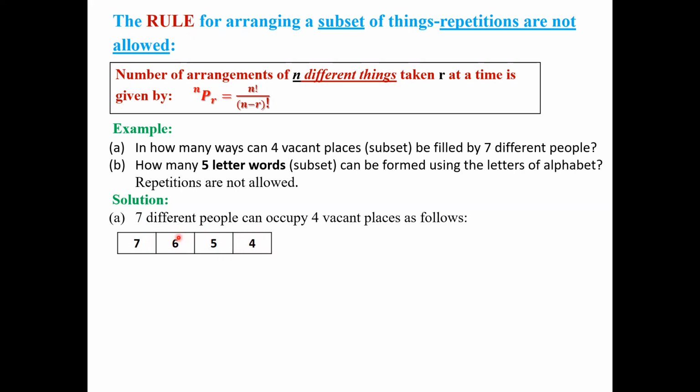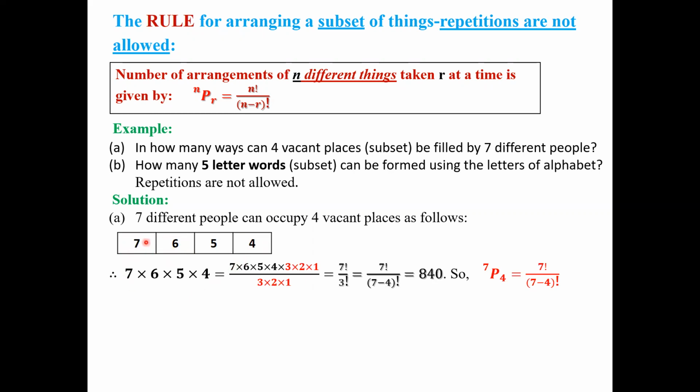The understanding is that when it comes to a position, any of the people have a chance of taking position number 1. Once it's filled, we have 6 left. Once it's filled, we have 5 left. Once it's filled, we have 4 left. That's the understanding. Now, using the fundamental counting principle, filling position 1 can be done in 7 ways, position 2 in 6 ways, position 3 in 5 ways, position 4 in 4 ways. But how many together? We need to multiply 7 times 6 times 5 times 4.